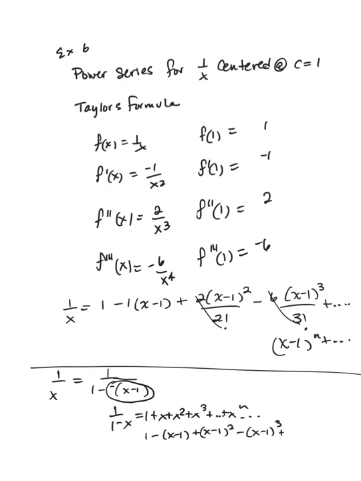plus, and then you would have, oh, I don't have the alternator up here, so this has to be negative 1 to the n. All right, good, I just caught that mistake. Anyway, so then we'd have negative 1 to the n, x minus 1 to the n. All right, hopefully that helps.